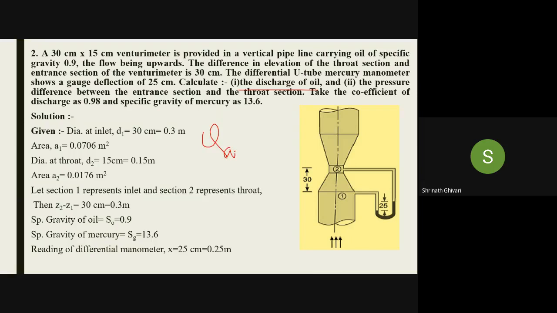Q actual, so first we have to use Q actual. What is the equation for Q actual? Cd A1 A2 divided by square root of A1 square minus A2 square, into square root of 2gH. My point is that we have A1 and we have A2. Okay, square root of 2gH.